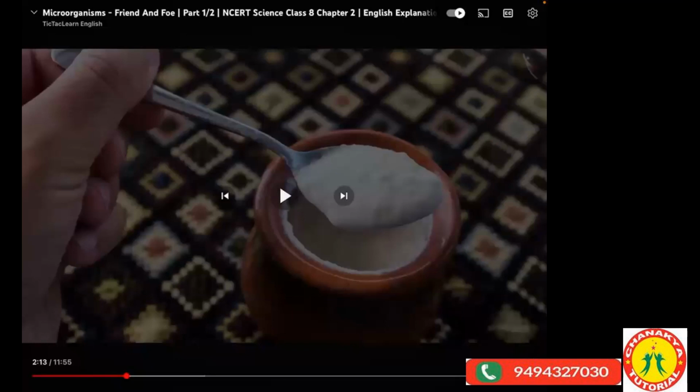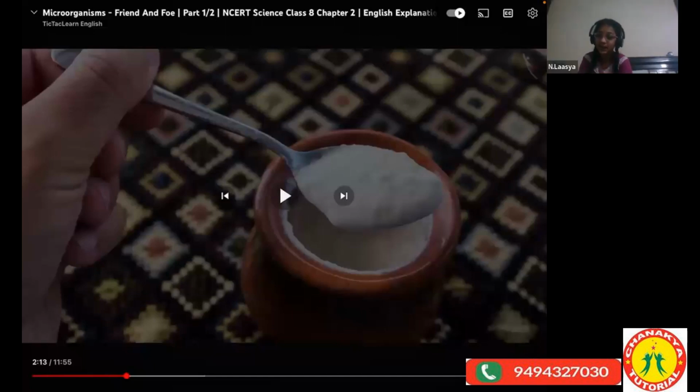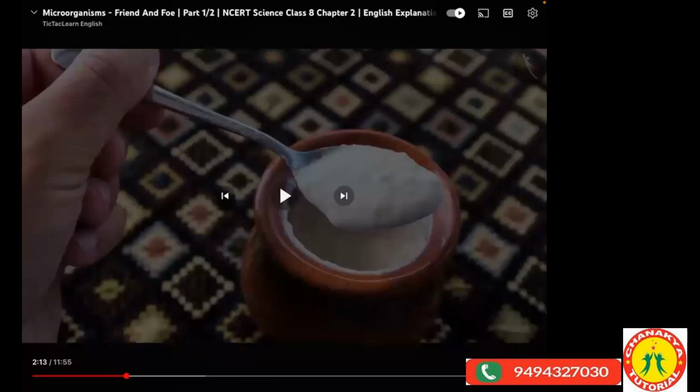What is the name of the microbes? Actually, they will not get killed. They will be multiplying there. In the milk, there will be lactic acid, mom. Yeah, lactic acid. The bacteria is lactobacillus. Very, very good. The bacteria name is lactobacillus.